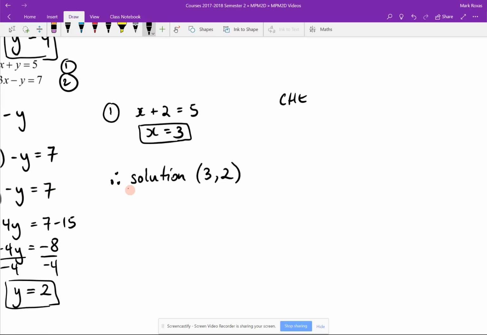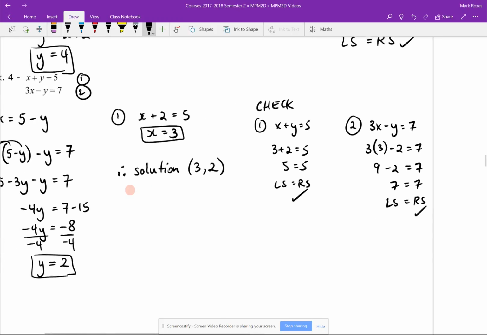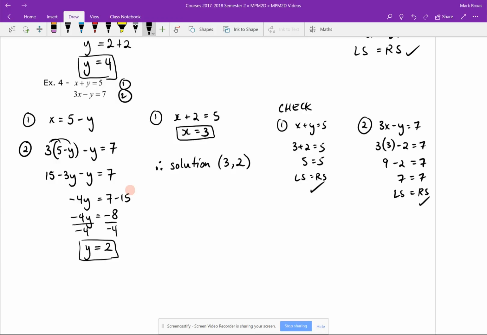Always check, check, check. So I check the first equation, x plus y equals 5. Well, 3 plus 2 equals 5. There, 5 equals 5. Left side equals right side. Good. Okay, and equation number 2, 3x minus y equals 7. Plug in your x and your y, so 3 times 3 minus 2 equals 7. 3 times 3 is 9, minus 2. And so 9 minus 2 is 7. Left side equals right side. Okay? All right. And so that's how we do substitution.